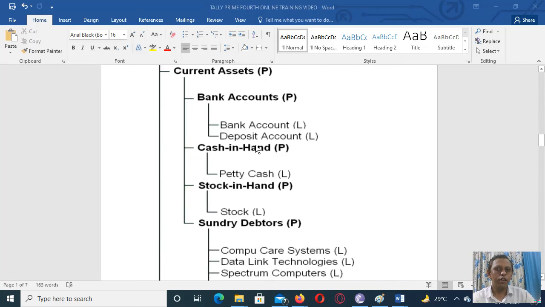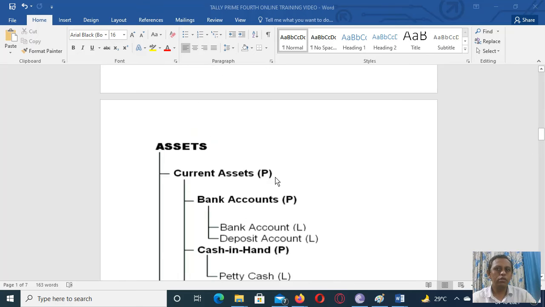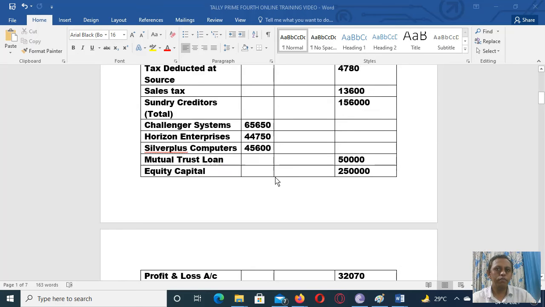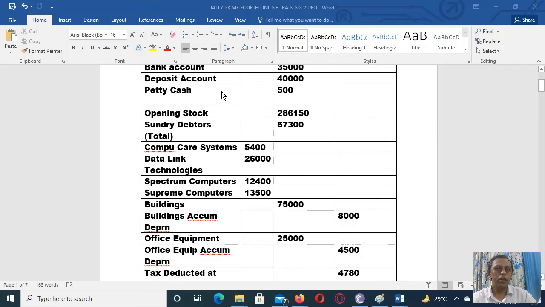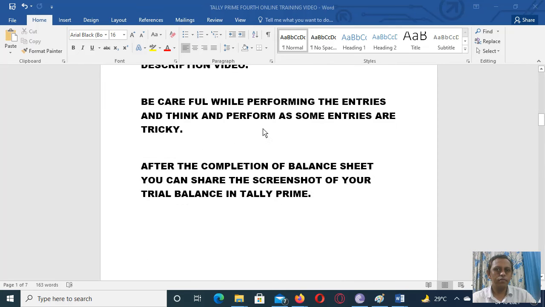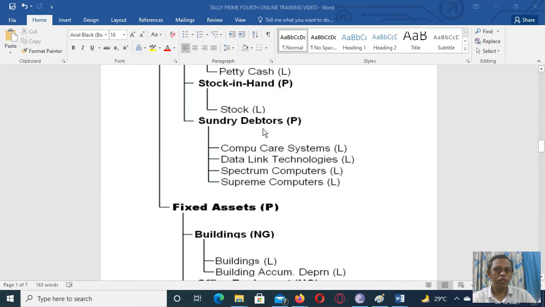Then we have cash in hand, which is a primary group, and the ledger is petty cash, as given in the table. Then we have opening stock, and then we have sundry debtors. So here is stock in hand, the stock ledger we have to create.